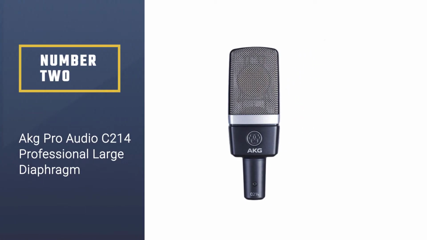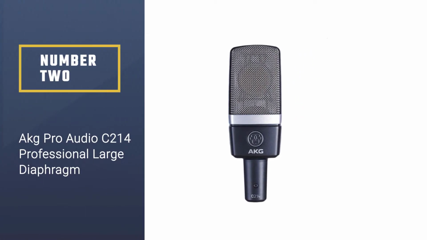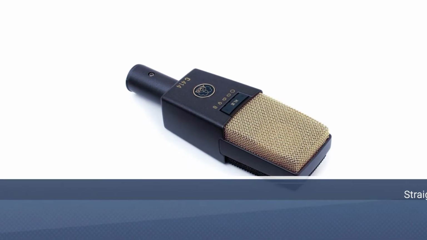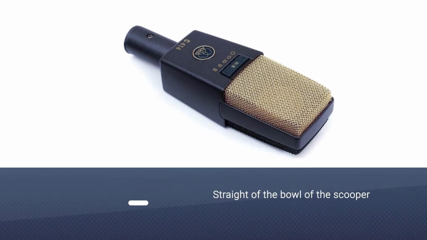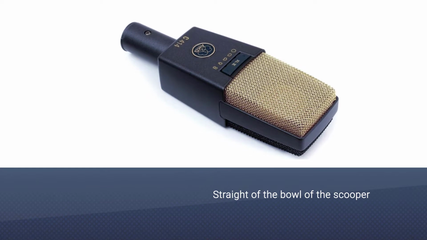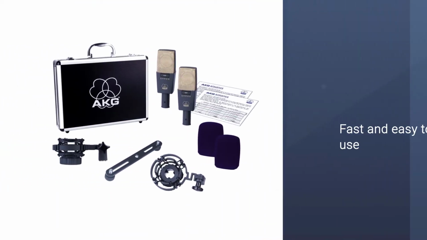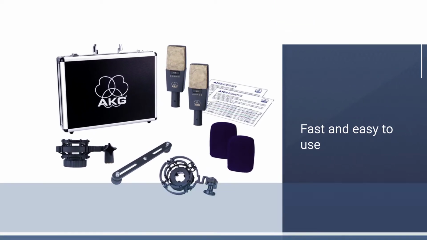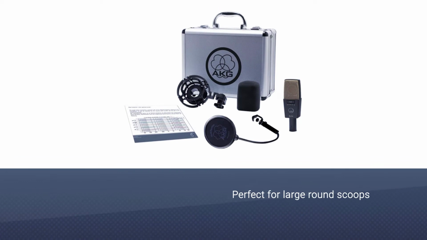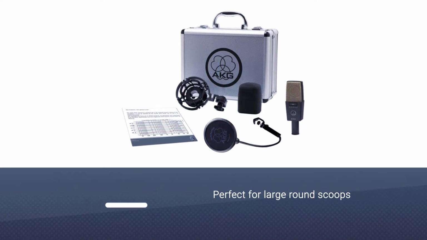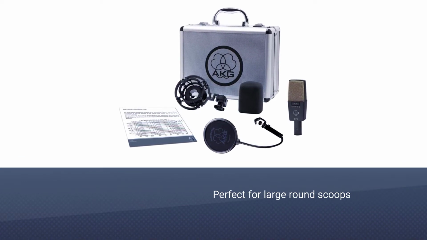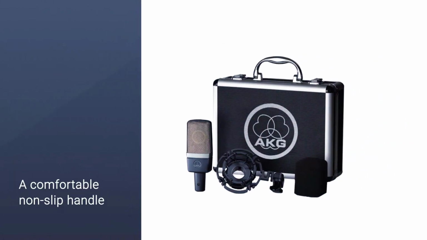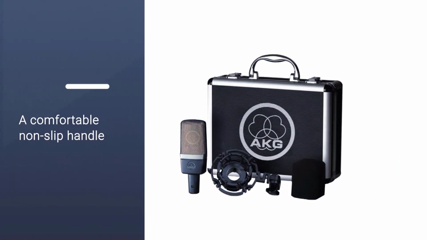Number 2. AKG Pro Audio C214 Professional Large Diaphragm. Whether you're looking for a mic to help you record solo instruments or vocals, this AKG condenser mic is worth trying. With a remarkable 143 dB dynamic range, the C414 enables excellent close-up recording even when using high-output sources of up to 156 dB SPL thanks to the switchable 20 dB attenuator.